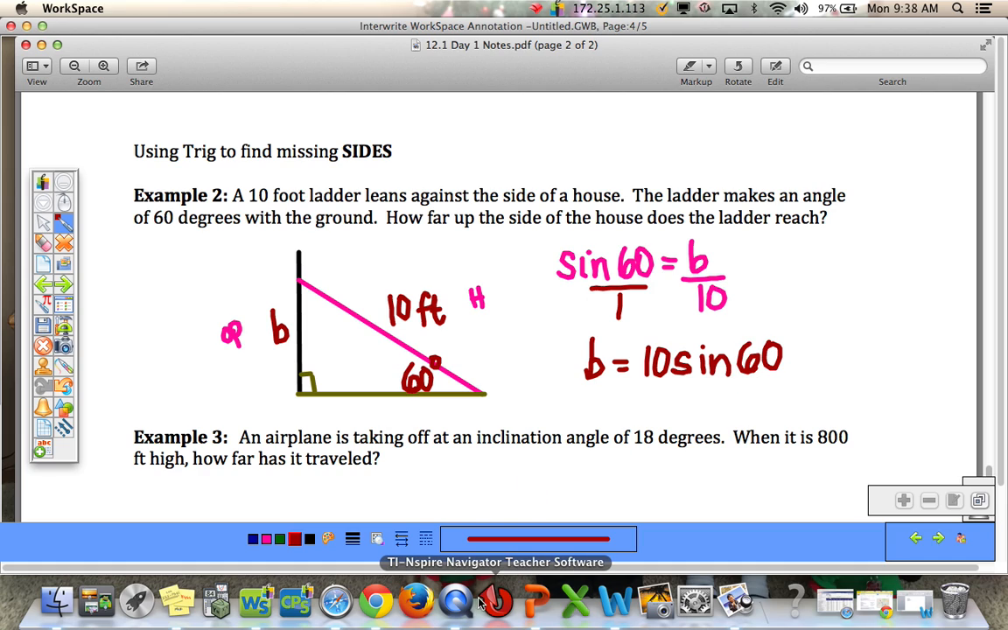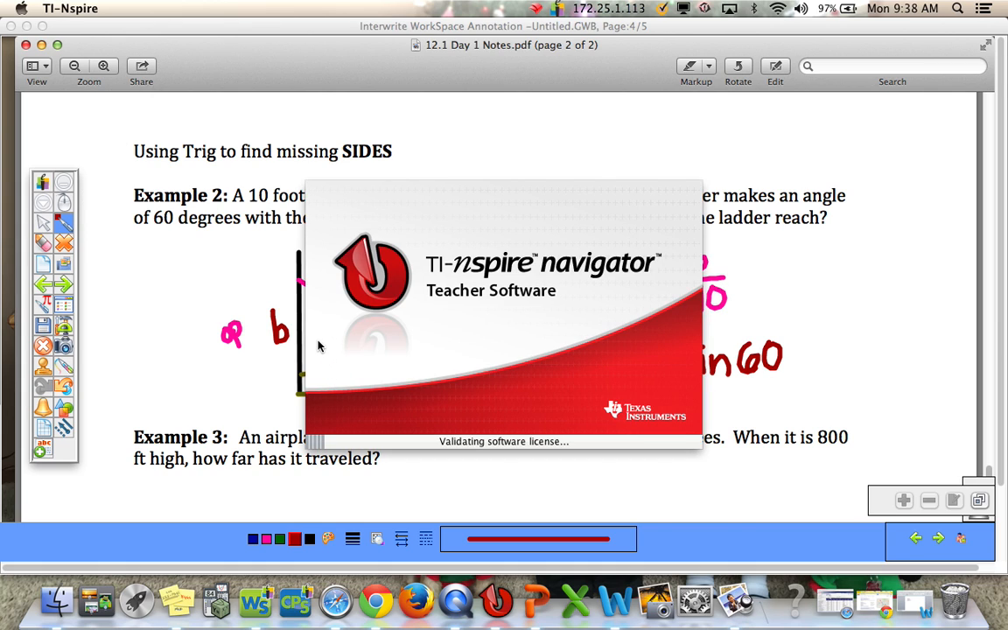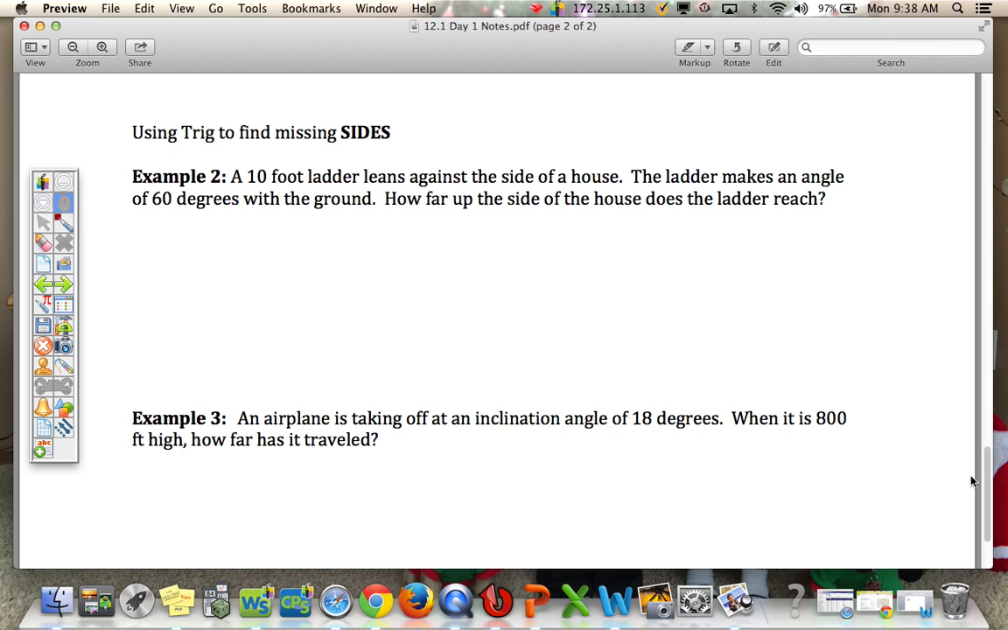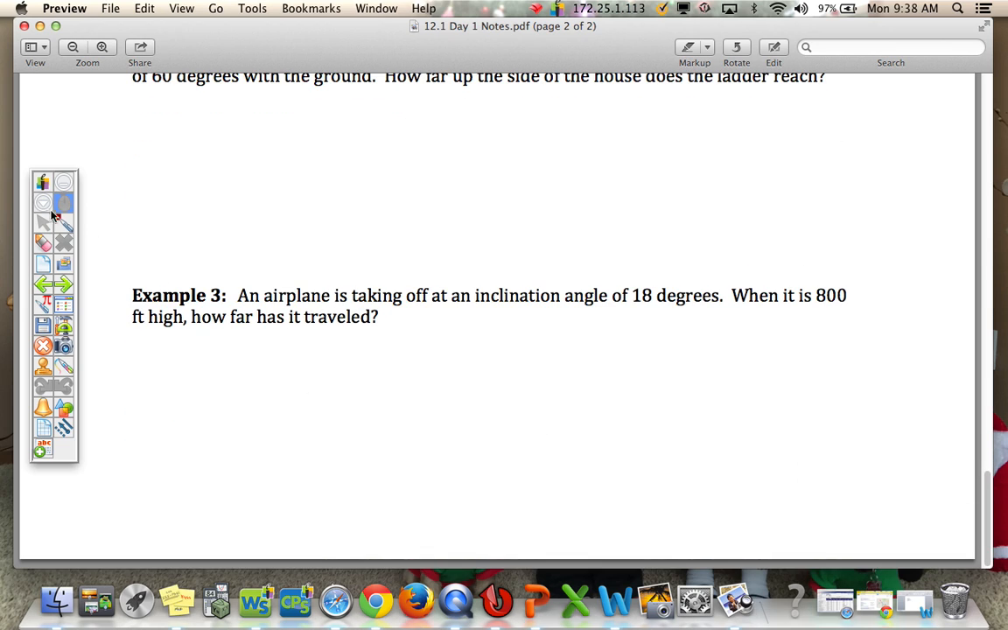Now you want to make sure you're in degree mode. I should have popped up my calculator sooner. Make sure you're in degree mode, not radian mode when you type this in, so I can show you how to do that. And you'll get your answer when you type in 10 sine of 60. So it'll take a minute to pop up. While we wait for that to pop up, I'll go over example 3 with you. Sometimes it takes a while, so I'll wait. Okay, so while we wait, let's do example 3 together, the last example.